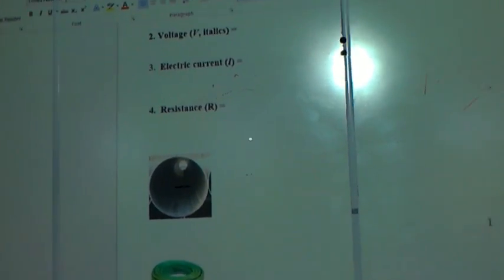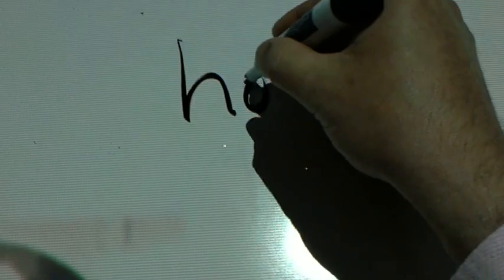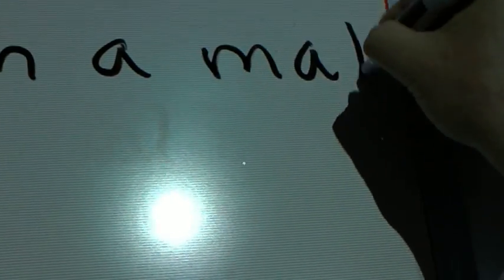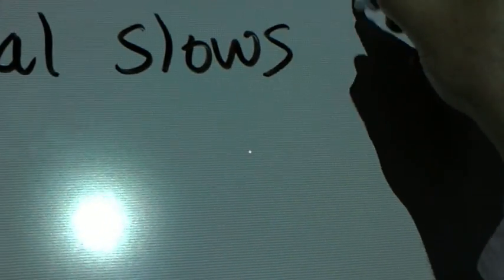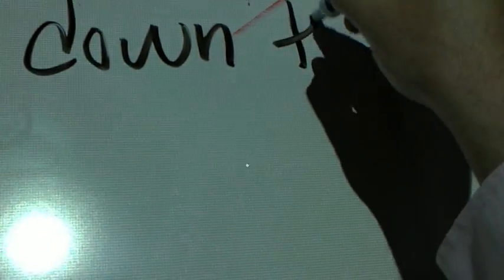This is the third video for electricity part 2, and we're going to talk about the concept of resistance. And this is how much a material slows down the flow of electrons. So resistance is how much a material slows down the flow of electrons.